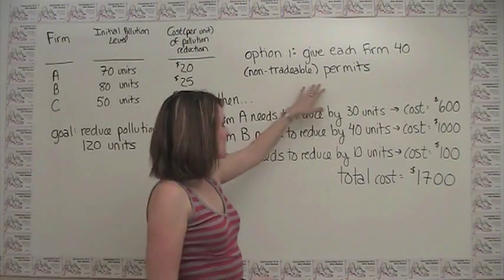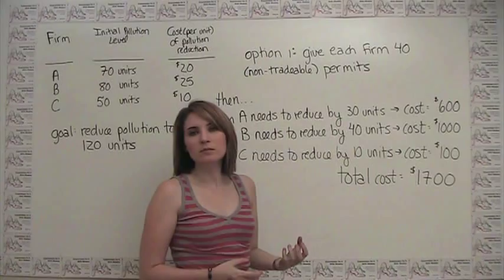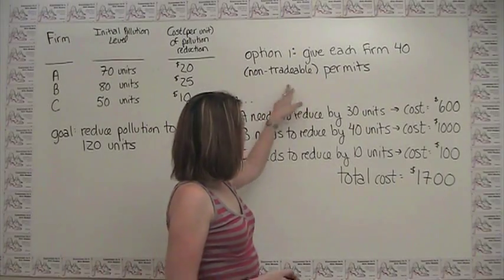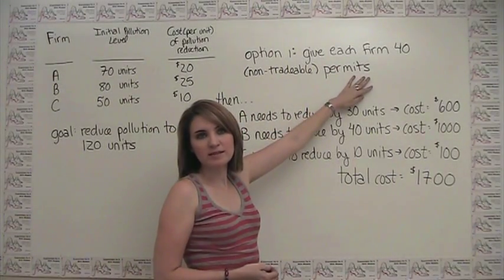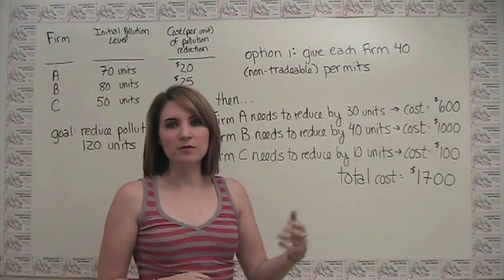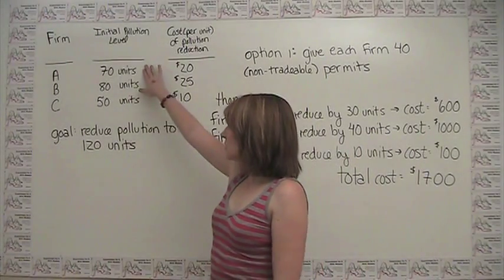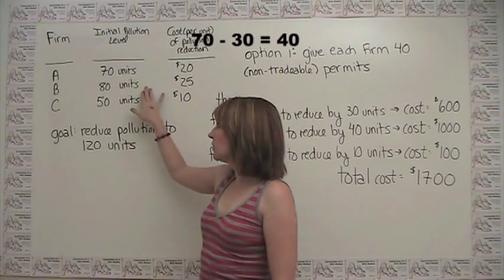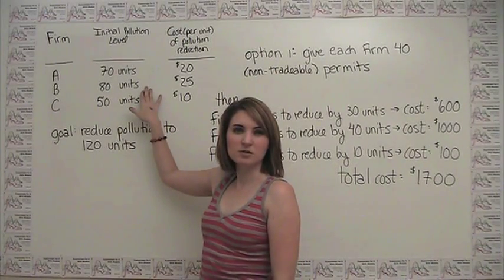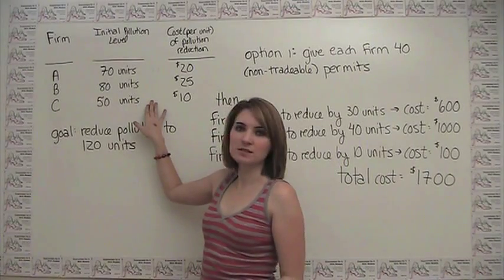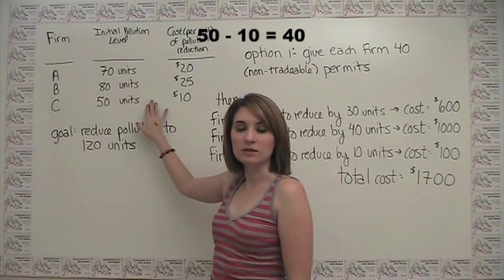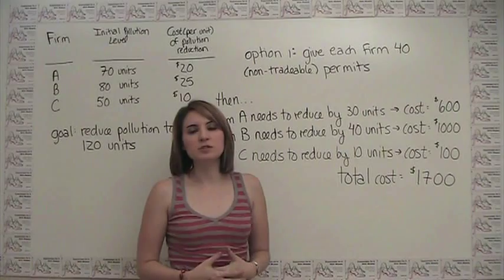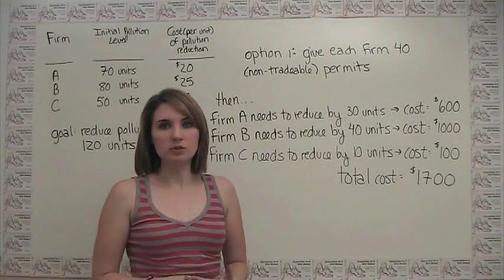So, well, how much would this cost the system to actually reduce the pollution from 200 units to 120 units? Well, we can say if each of the firms has 40 permits, that means that each firm is allowed to emit 40 units of pollution. Well, firm A is currently at 70 units, so they're going to have to reduce by 30. Firm B is at 80 units, so they're going to have to reduce by 40. And firm C is at 50, so they're only going to have to reduce by 10 units. And because we said that the permits in this case were non-tradable, they have no option really but to figure out how to reduce their pollution.